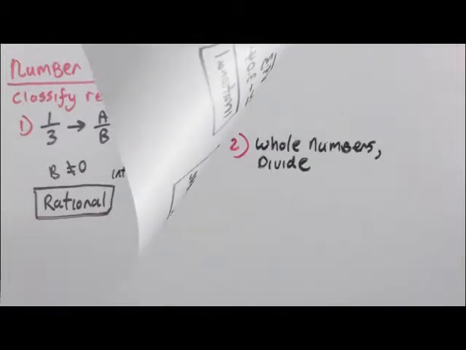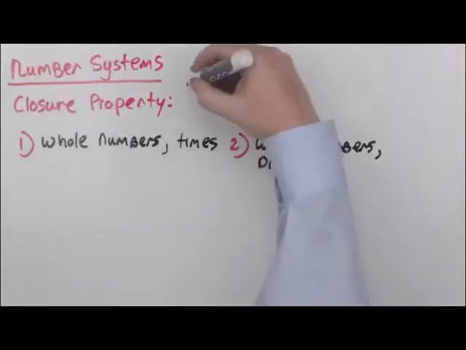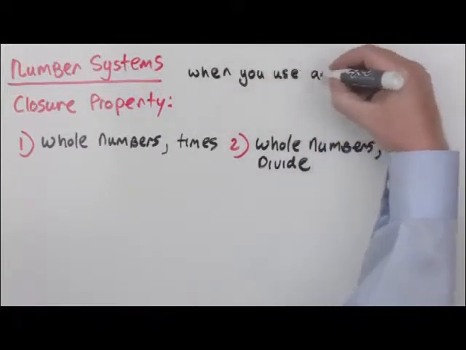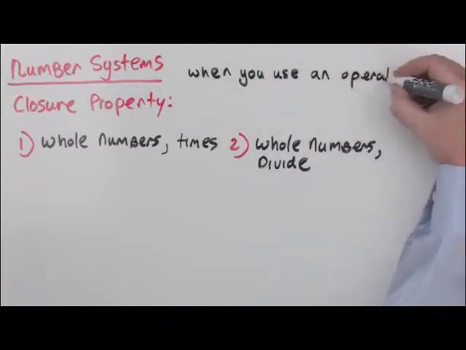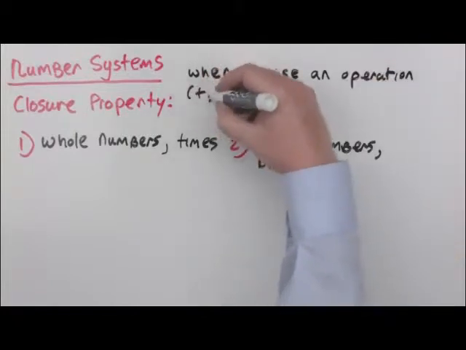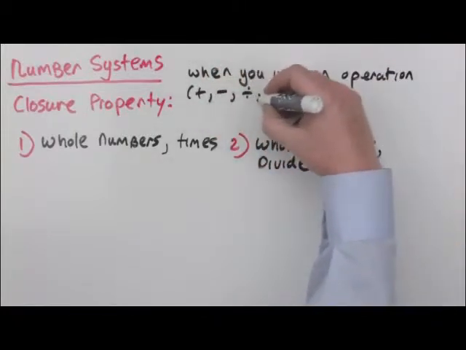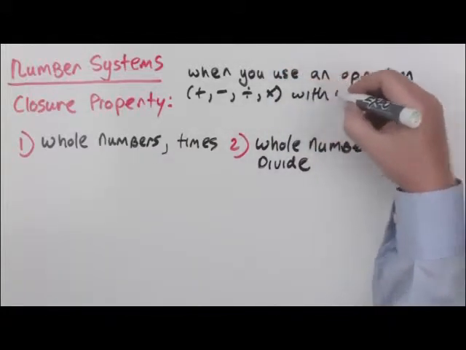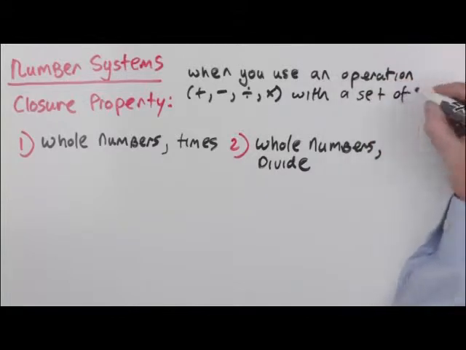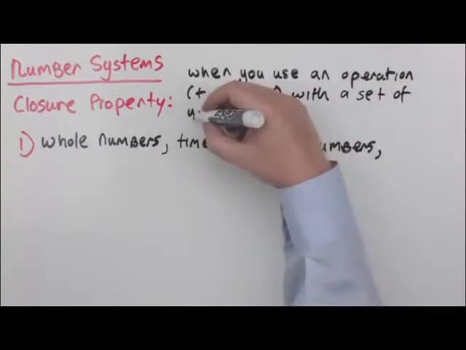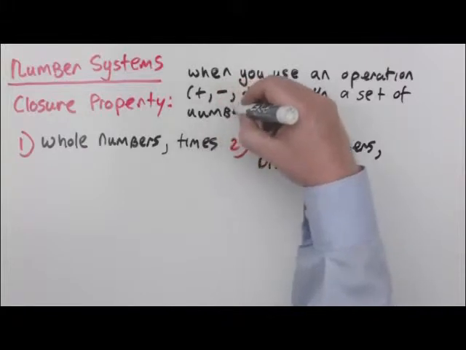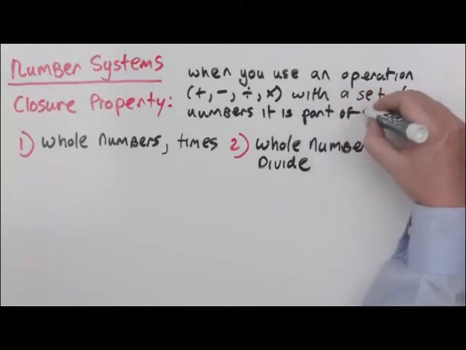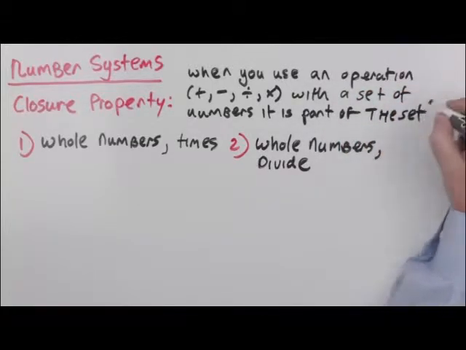Okay, let's look at something called closure property. Closure property is when you use an operation, what I mean is plus, minus, divide, or multiply, with a set of numbers, the answer is part of the set. So, for example, if I have a whole number and I multiply it by a whole number, am I going to end up with a whole number? If so, that would be a closure in that set of numbers.